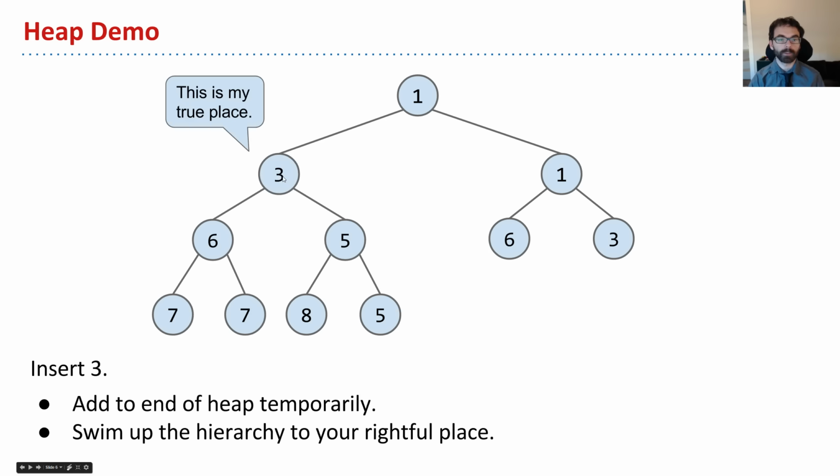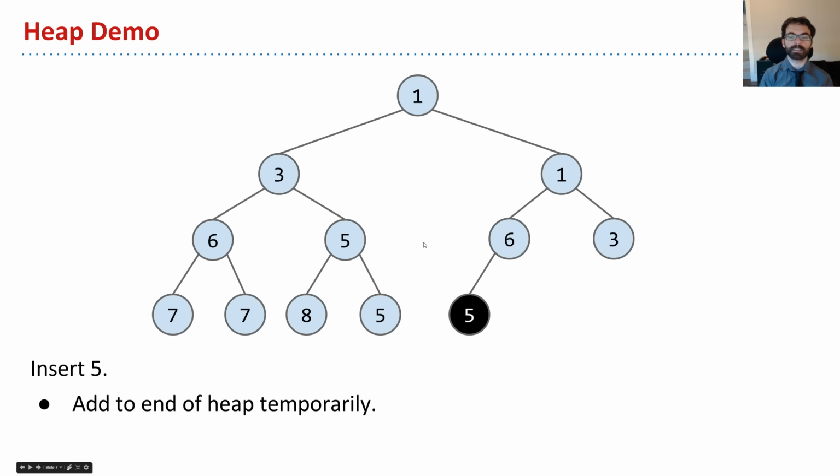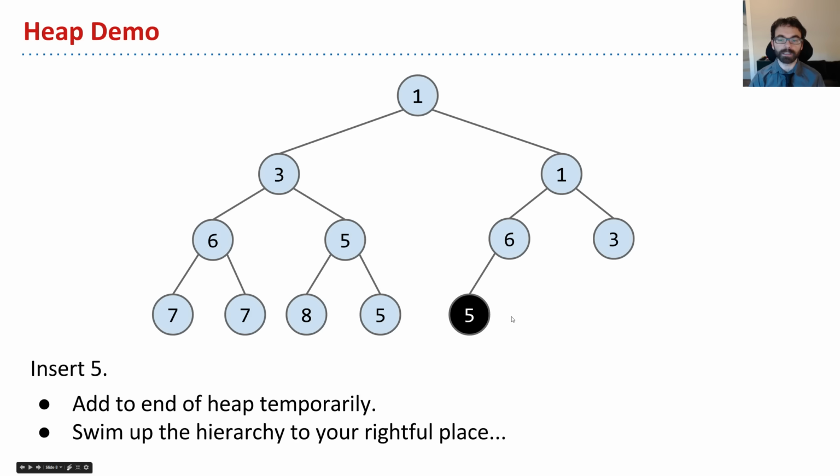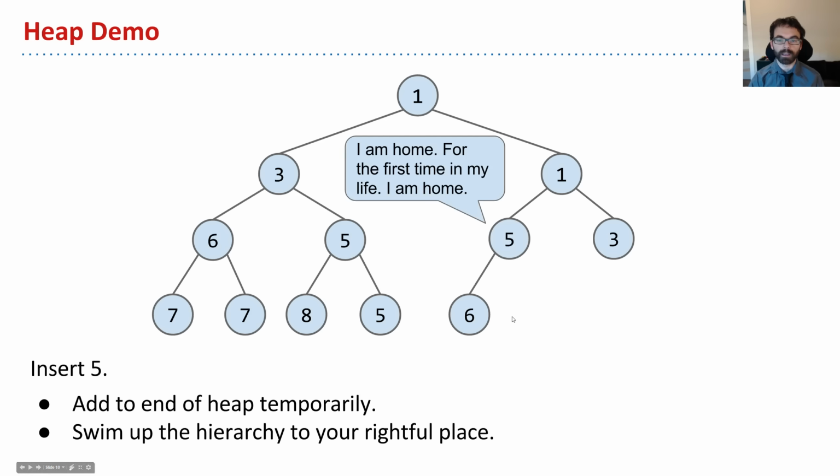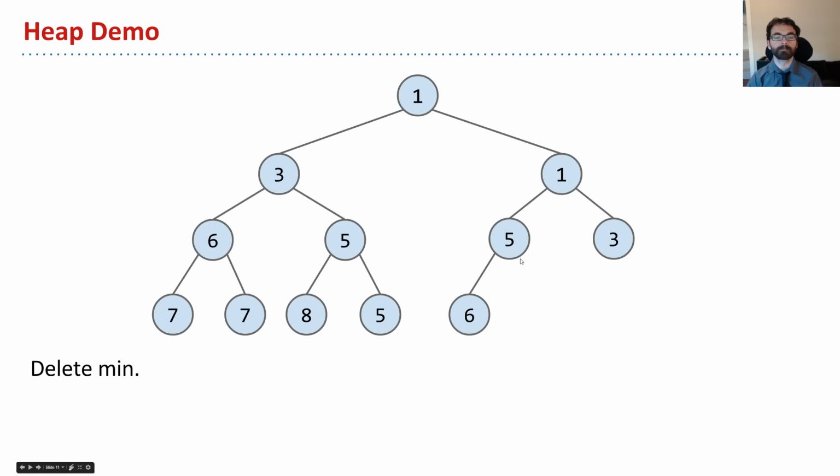Now at this point, 3 says this is my true place. Good. So suppose we add another number, let's say 5. Well, in this case, the end of the heap is now here, right? It's not down here somewhere. It's going to be here. And 5, in this case, is not in its right place. So we'll climb up until we find our correct place. Okay? So we go up and we find ourselves home. For the first time in our lives, finally home.